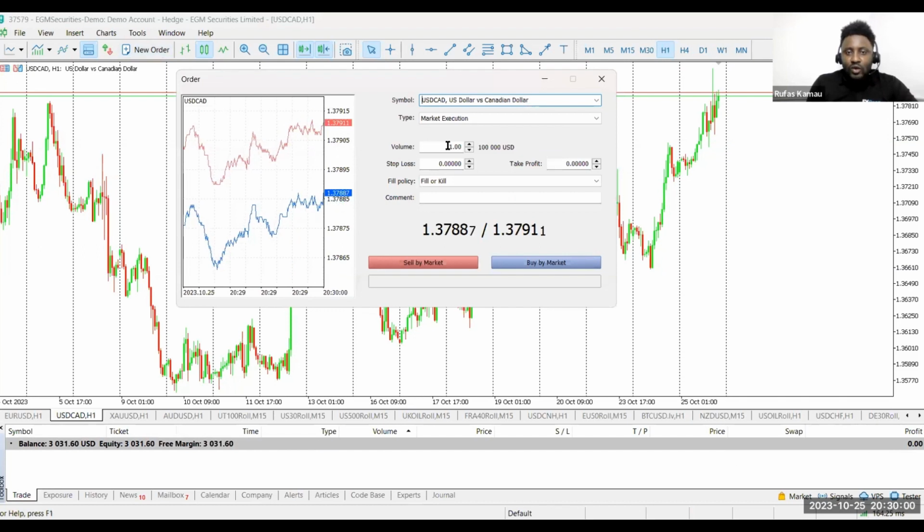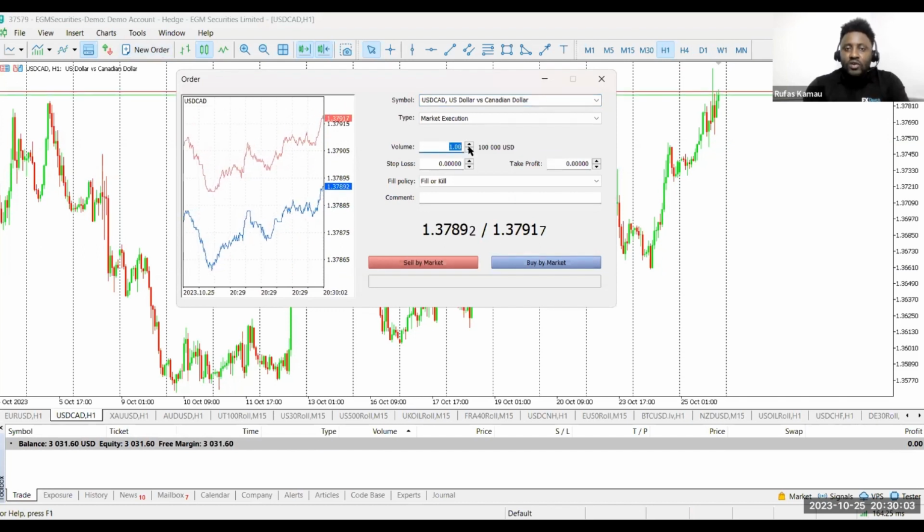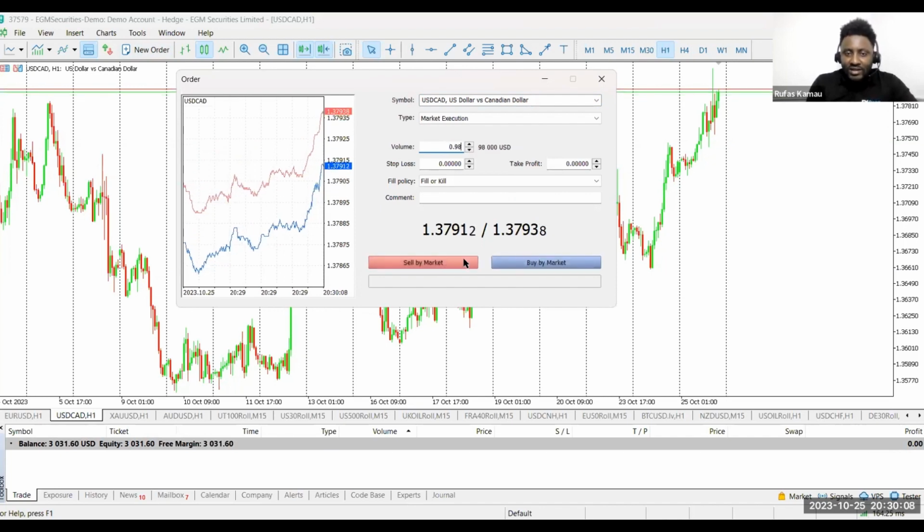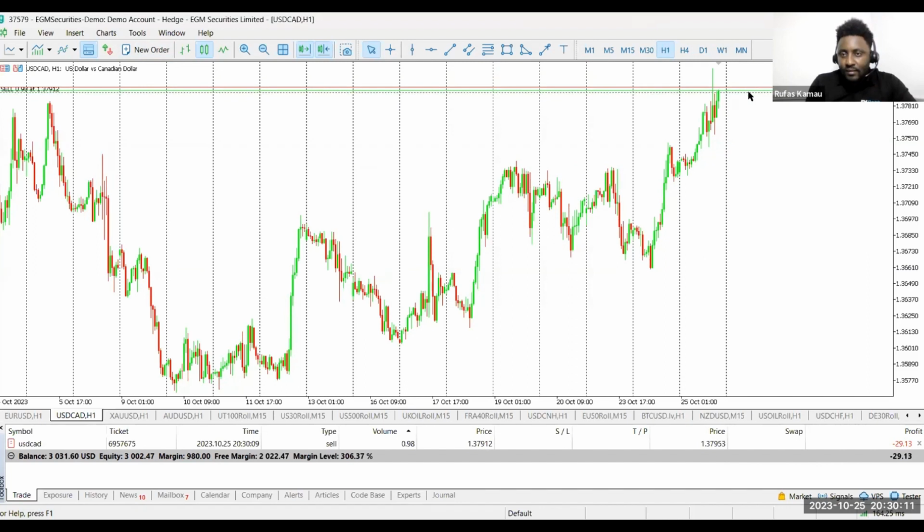But then in this case, we use a different lot size. So instead of using one full lot, how about if you use 0.98? So we still sell by market. Set our stop loss again. So now it's 132. So it's slightly lower. So if I adjust to 151, and if I set my take profit right here, it is about $932. So you can do a take profit of 932, but the original take profit was here, the previous high.